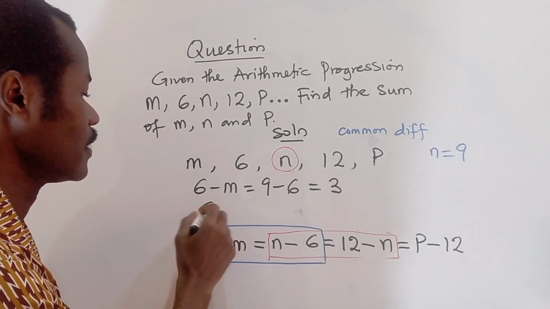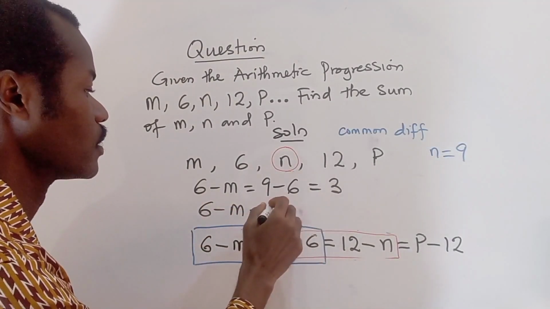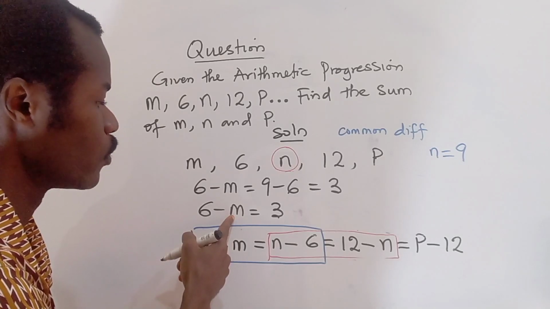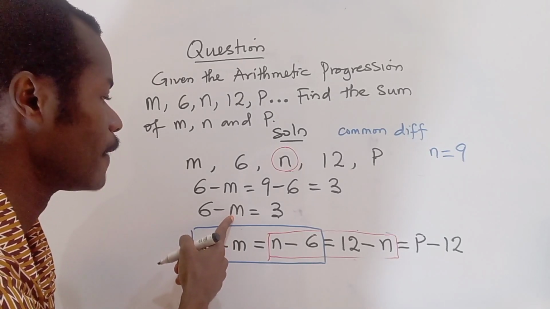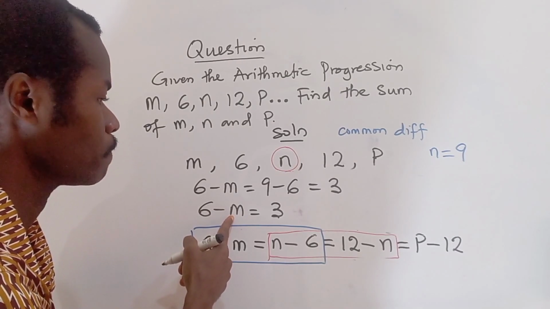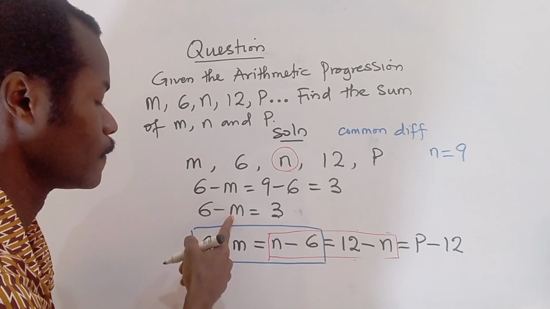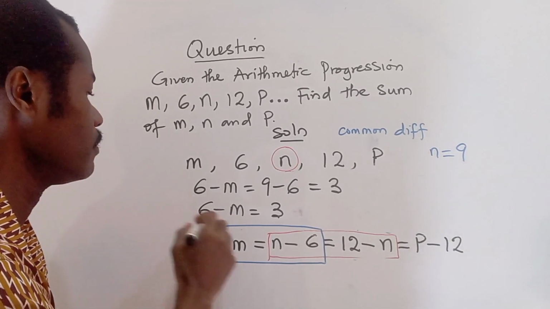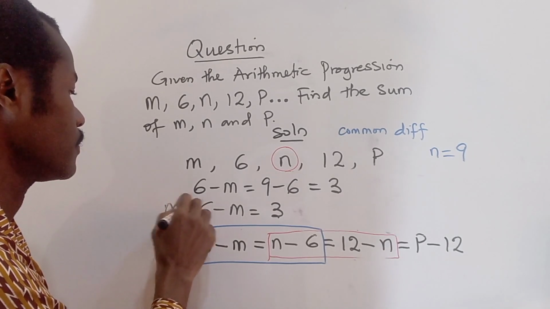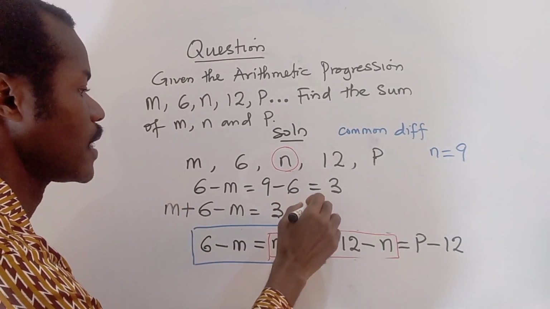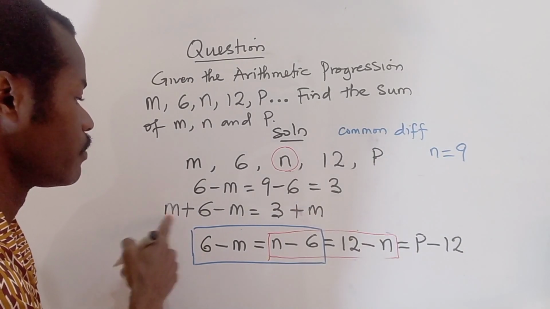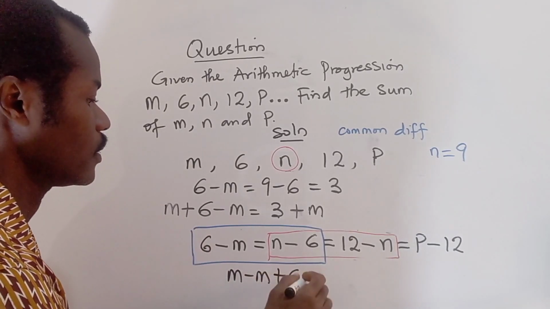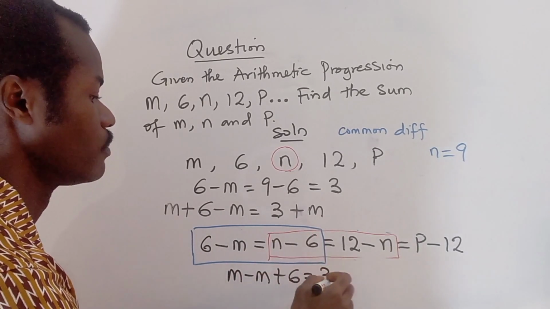Now, since 9 minus 6 is 3, we can solve for m. We have 6 minus m is equal to 3. So how do we solve for m? Now I want to make m the subject of the formula. To do that, I can first of all add m to both sides. So it's going to be 6 minus m plus m, which is equal to 3 plus m.